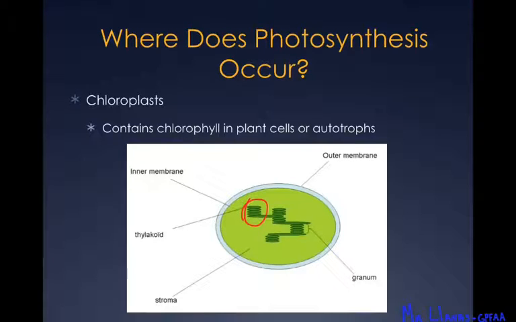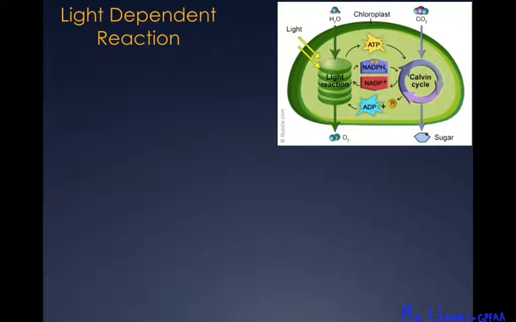Now, photosynthesis is divided into two reactions. One of them happens in the thylakoids, the other one happens in the stroma. Okay, and we'll go into more detail in a couple of minutes, as soon as we explain these two reactions.